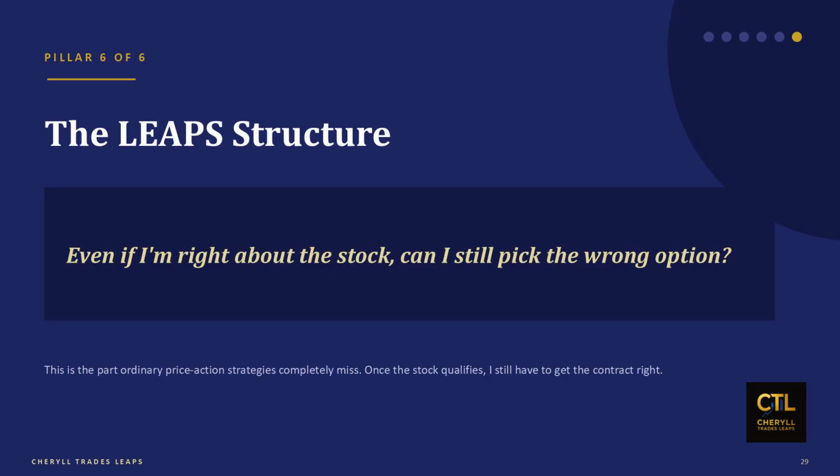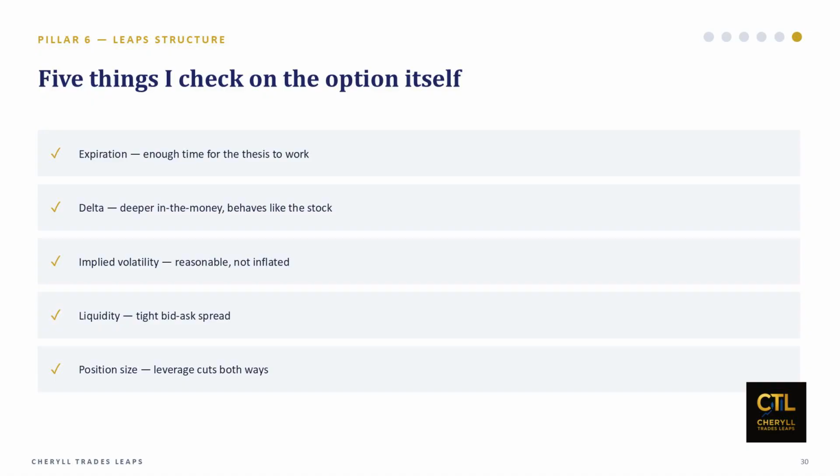Pillar 6. The LEAPS structure. This is the part ordinary price action strategies completely miss. Even if I'm right about the stock, I can still choose the wrong option. 5 things I check on the option itself: expiration, delta, implied volatility, liquidity, and position size.